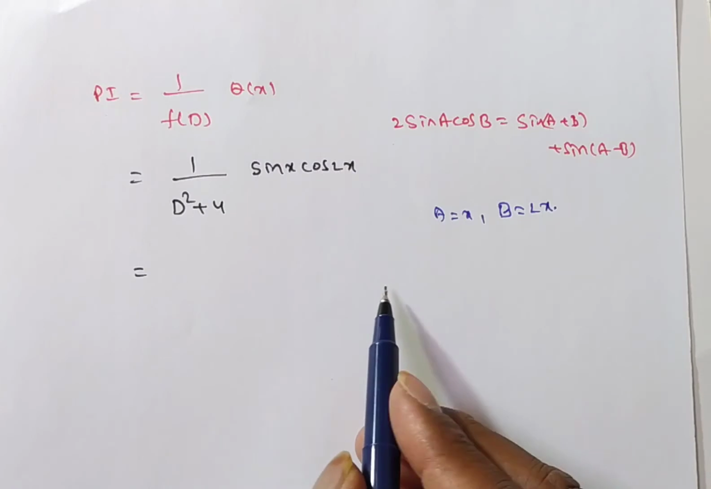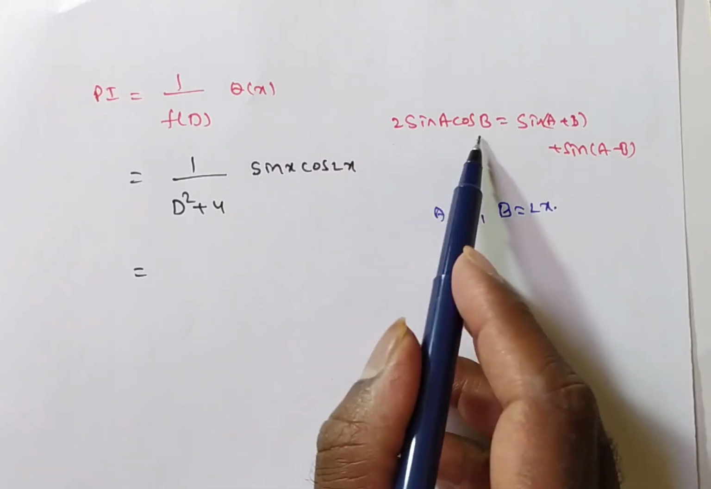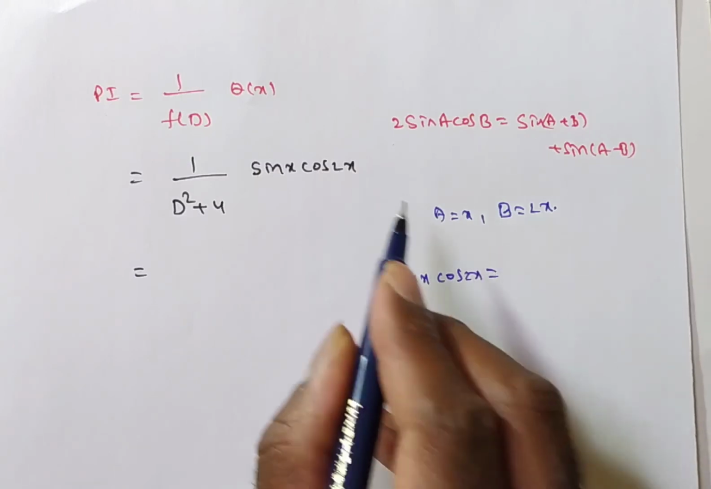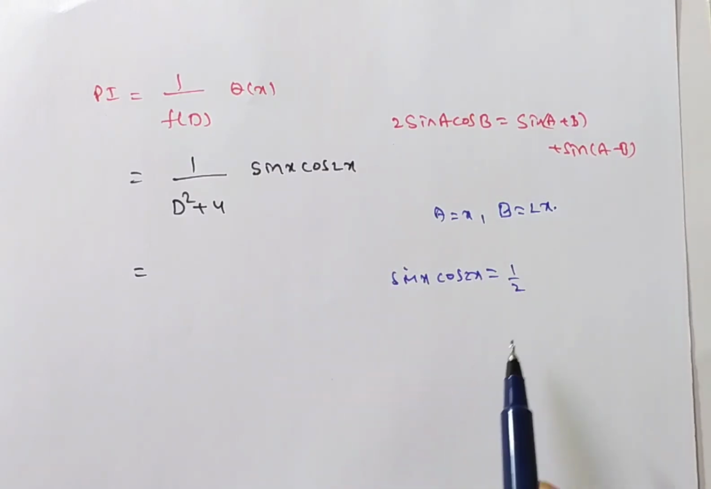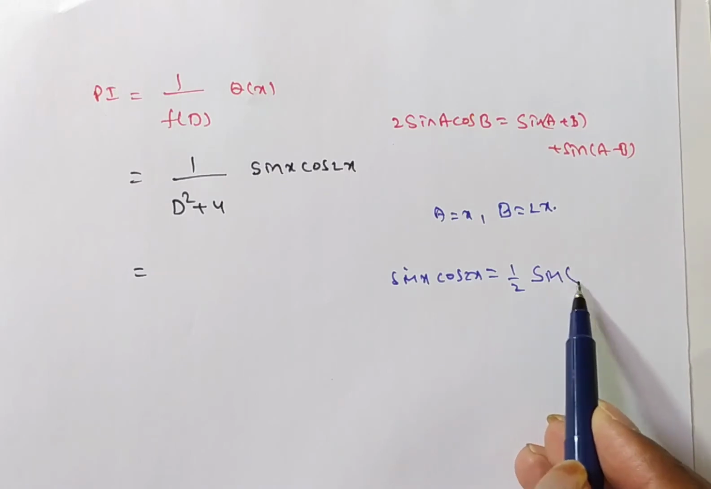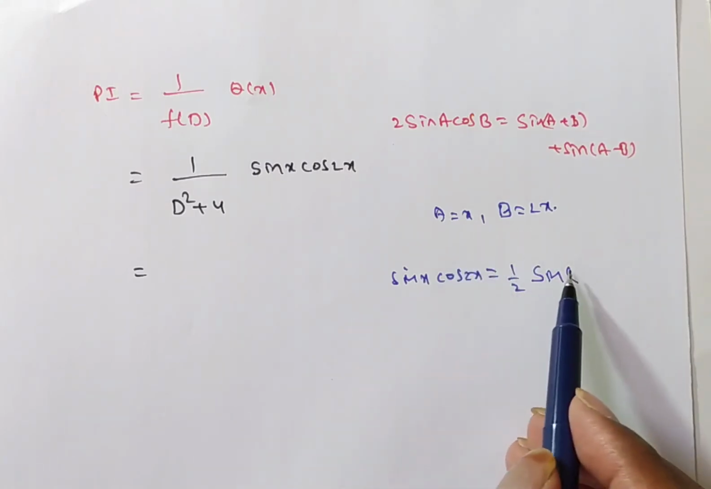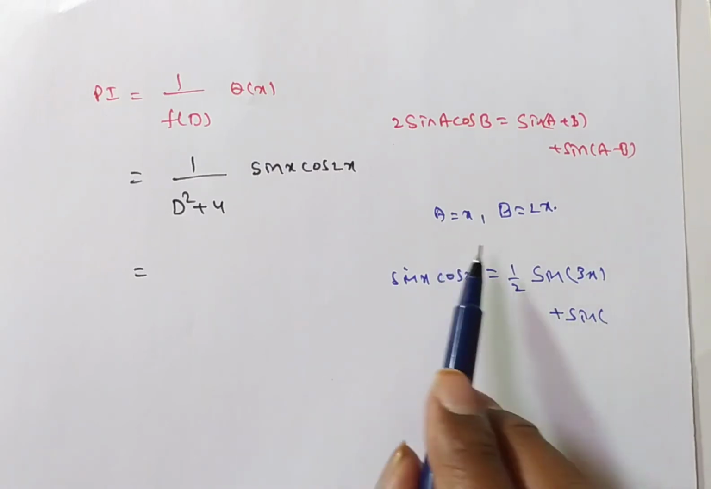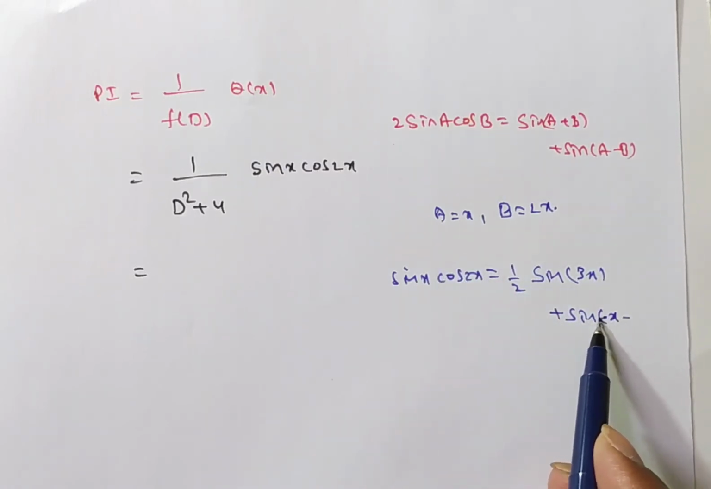Now you substitute in this. Then you see, sin x into cos 2x only we are taking. So this 2 is going to the left side, then you will have 1 by 2. Now sin of a plus b. A plus b means x plus 2x, that is 3x. Plus sin of a minus b. A minus b means x minus 2x. X minus 2x means minus x.